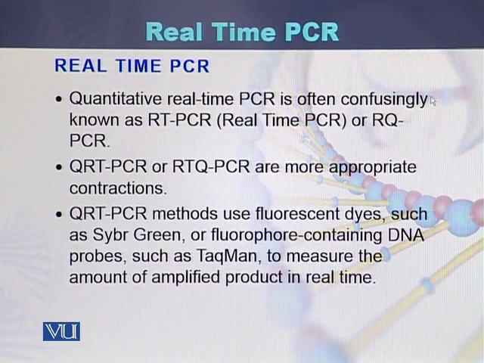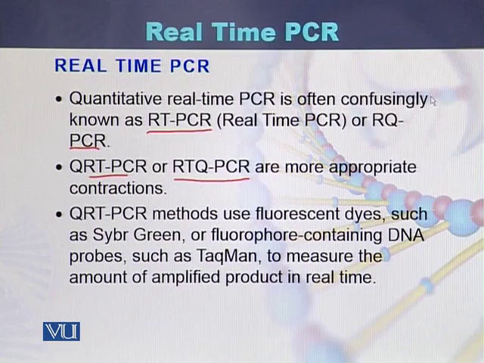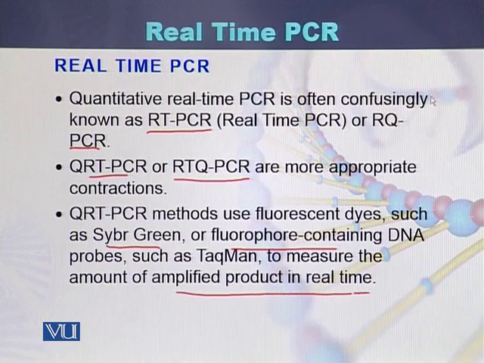Real-time PCR, also called quantitative real-time PCR, is often confusingly known as RT-PCR, real-time PCR, or RQ-PCR. QRT-PCR or RT-qPCR are more appropriate contractions. QRT-PCR methods use fluorescent dyes such as SYBR Green, or fluorophore-containing DNA probes such as TaqMan, to measure the amount of amplified product in real time.